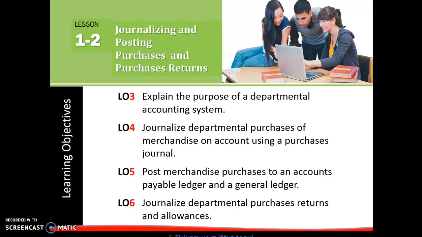Journalizing and posting purchases and purchases returns. We have 4 objectives here. You need to be able to explain the purpose of a departmental accounting system. You need to be able to journalize departmental purchases of merchandise on account using a purchases journal. You need to be able to post merchandise purchases to an accounts payable ledger and a general ledger, and you need to be able to journalize departmental purchases, returns, and allowances.